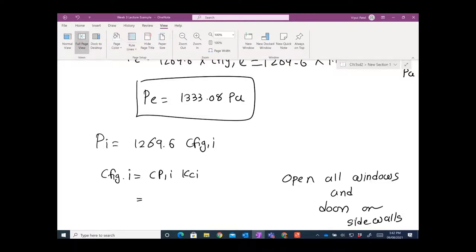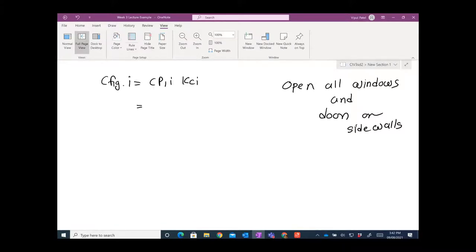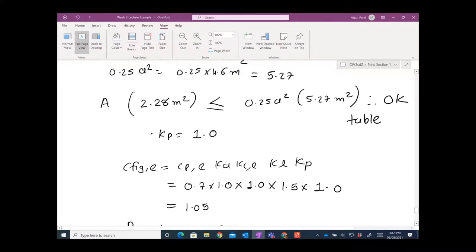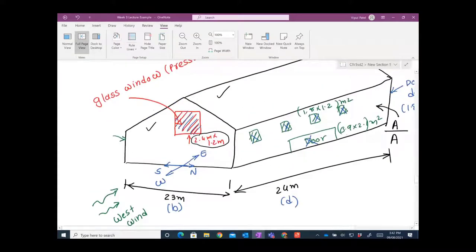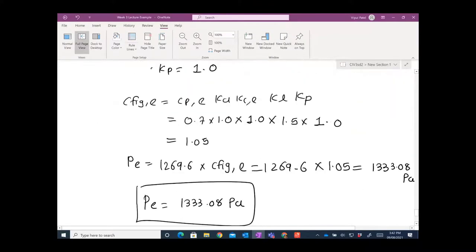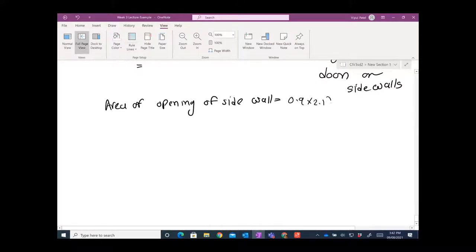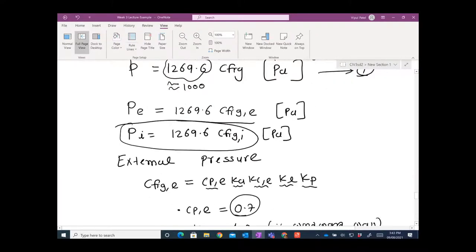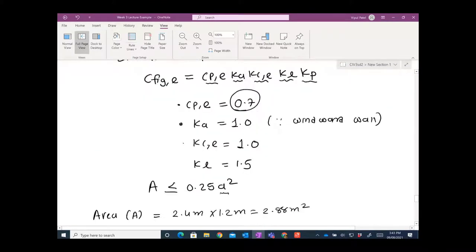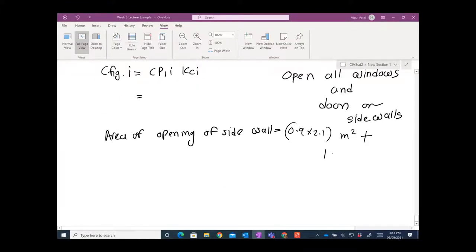Now let's calculate the area ratio. The first one is the area of opening on side walls. How much is that? We have this area, which is 0.9 times 2.1 square meters. That's the door area. Plus there are windows that are open. The windows are 1.8 times 1.2 square meters. By the way, that is the total area, not individual window area. So 0.9 times 2.1 plus 1.8 times 1.2, you get 4.05 square meters. So that is the first one that we found.